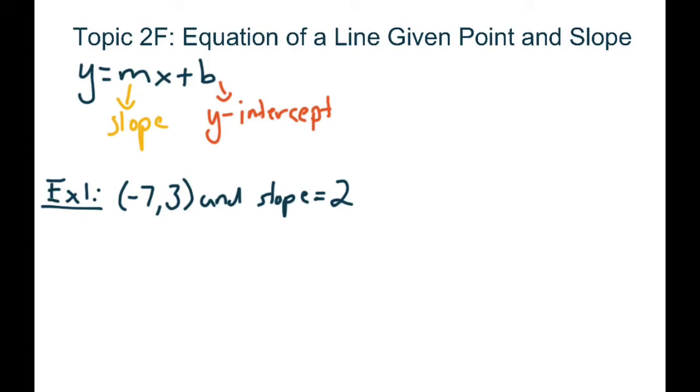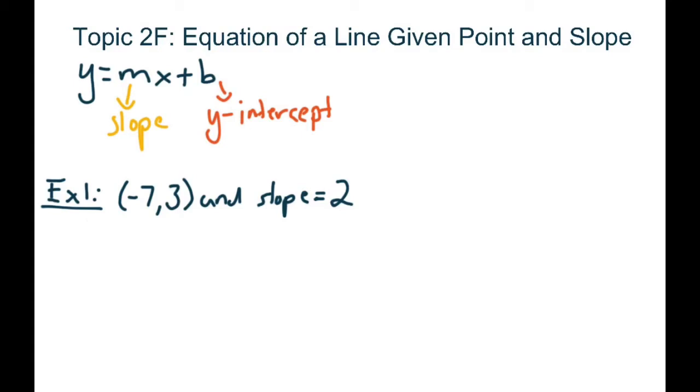You have to remember here, y equals mx plus b is the equation of a line, and m represents the slope, and b represents the y-intercept. So with this, we're going to put the slope in for m, and we're going to have to find our y-intercept since we're just given a coordinate. So here we go. Example number 1.